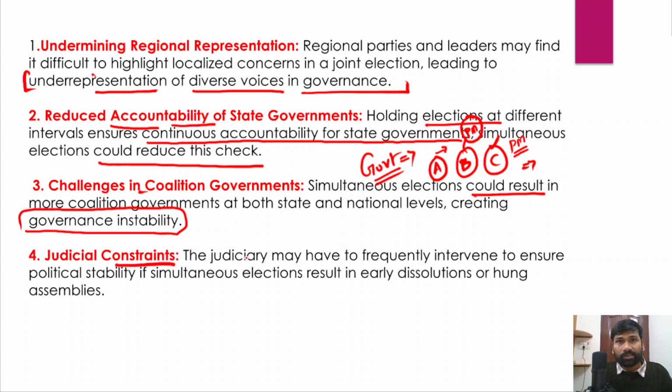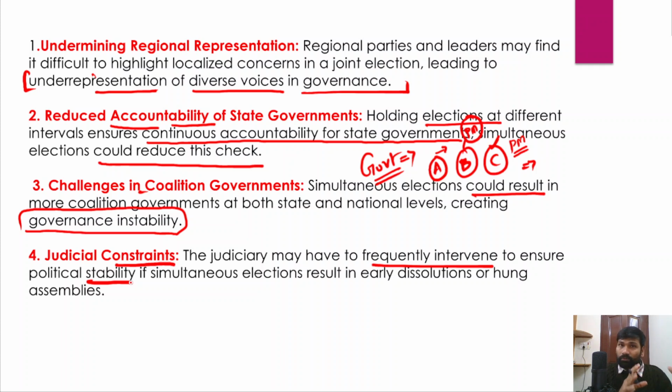And judicial constraints, there are some judicial constraints as well, because as of now, if you look at the Indian judiciary, it has been playing a proactive role, and in fact the Indian judiciary is also accused of judicial overreach as well. And in fact the judiciary may have to frequently intervene to ensure political stability when simultaneous elections are being conducted, right? So in case of a dissolution, in case of hung assemblies, in case of corruption, horse trading, anti-defection petitions, there may be increased instances of judicial interventions into these issues.